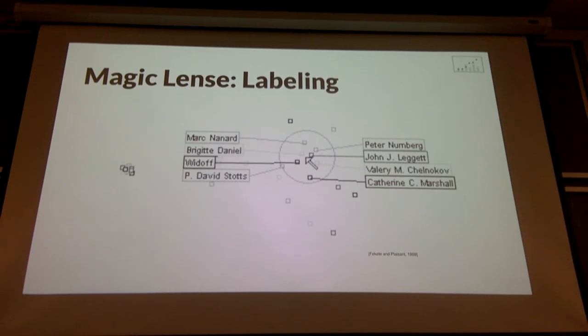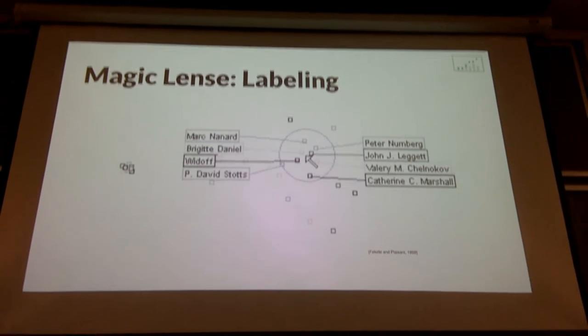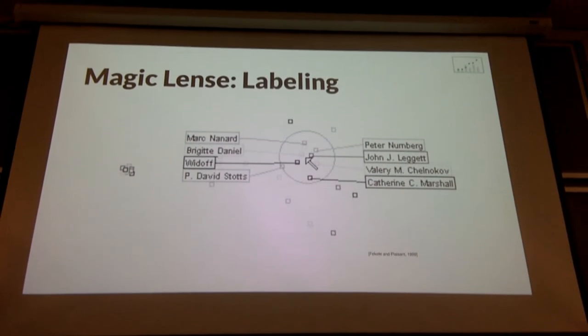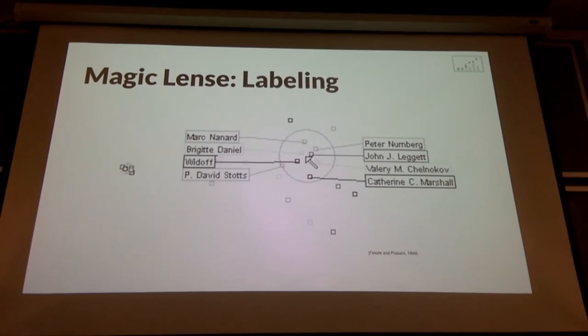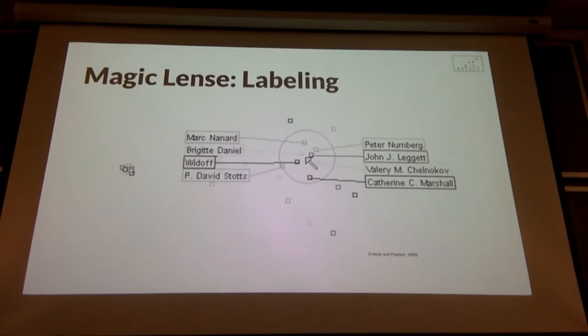Another thing to do: if you think about it, a tooltip is actually a magic lens by that definition, right? Just showing a tooltip is a magic lens. Here's an example of a tooltip lens where you have multiple items in a scatter plot, and you would automatically have arranged tooltips around that lens.